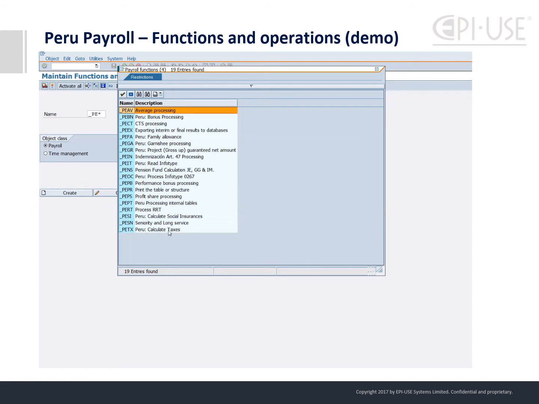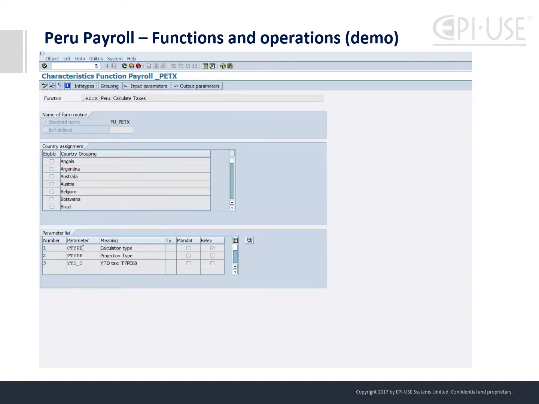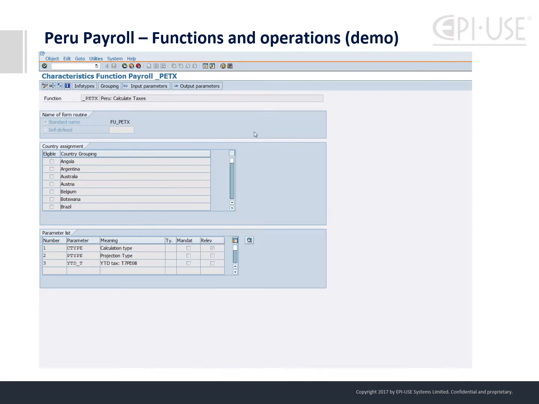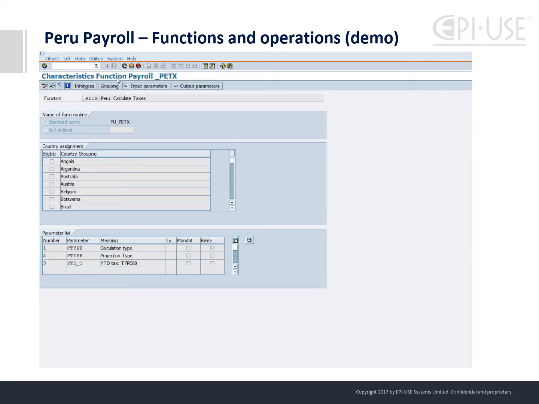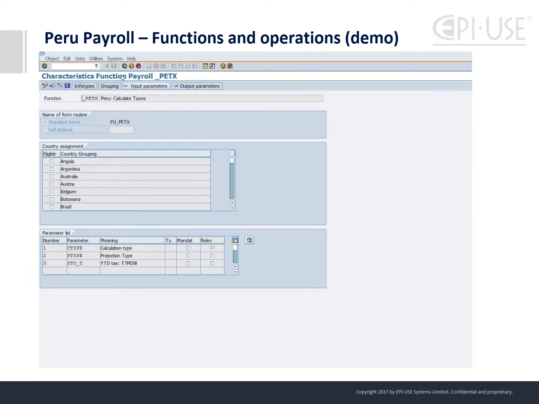If we have a look at one of them, for example, _PETX for taxes, we can see that there are a number of parameters with values associated with them. If you want more information, you can click on that button, and in here we will find a lot of useful information explaining the functionality of this function. And one can have a look at the code that sits behind this function.